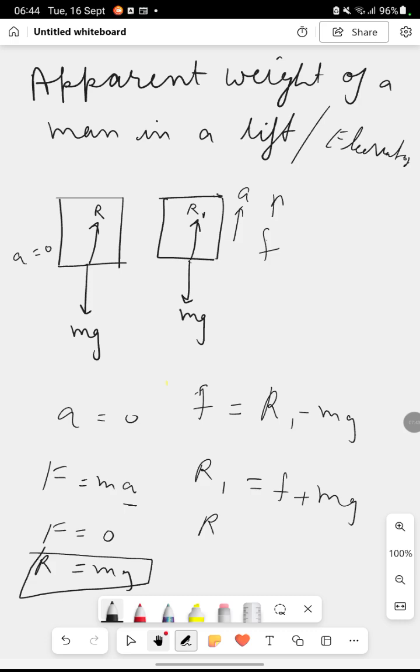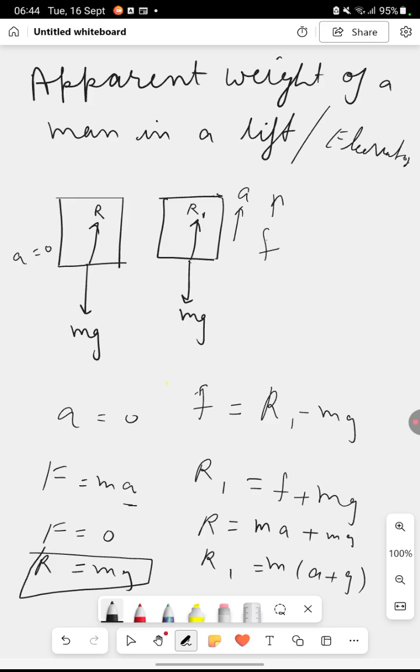Here F is the force. F can be written as F is equal to ma. So in place of this F we can write ma plus mg. So R1 is equal to m into (a plus g). So when the lift is moving in the upward direction, its reaction force will be R1 is equal to m into (a plus g).